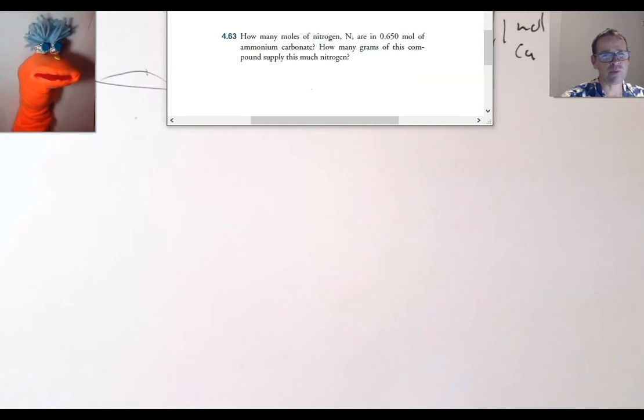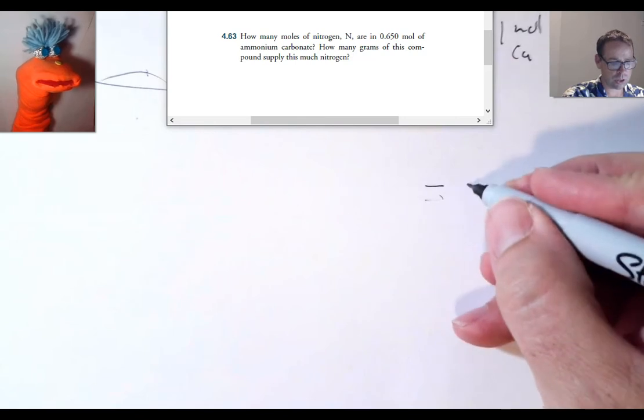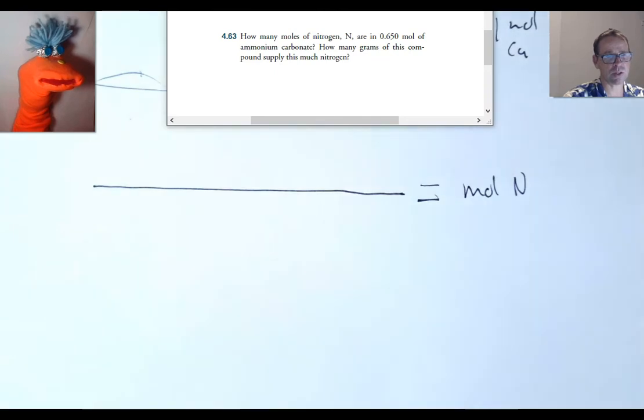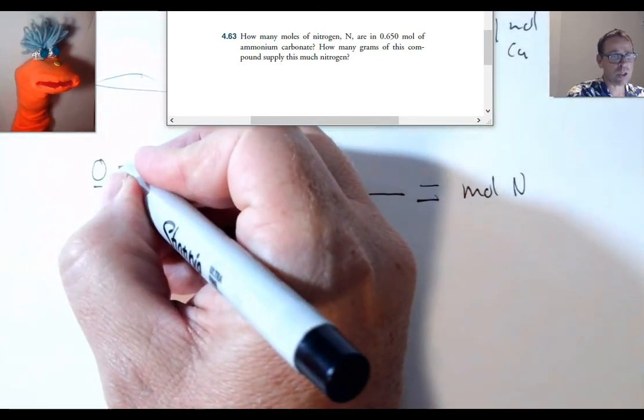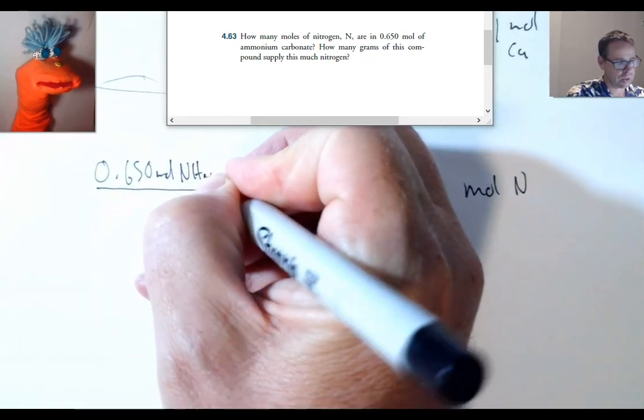All right, so how many moles of nitrogen in 0.65 moles of ammonium carbonate? And then how many grams of this compound supply this much nitrogen? All right, so what's to the right of our equal sign? Well, they asked two things. Which one can you see easily? Moles of nitrogen. Good. Moles of nitrogen. From what? What are we given to start with? 0.65 moles of ammonium carbonate.